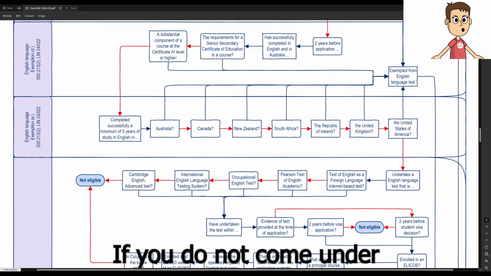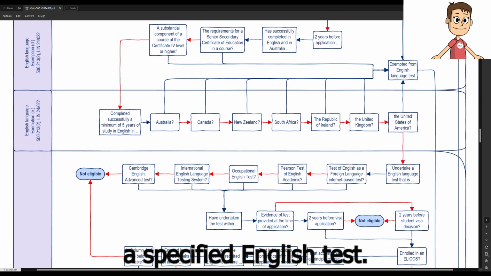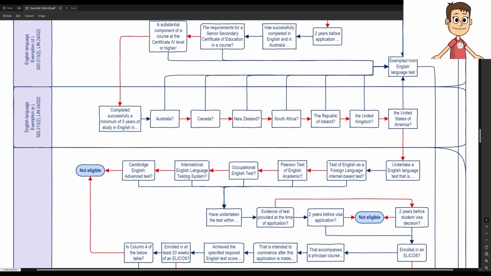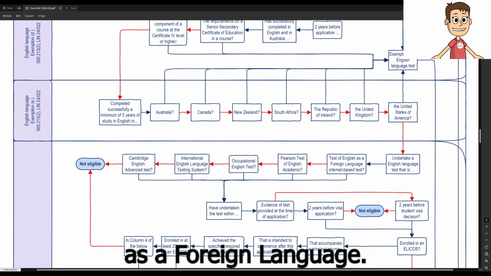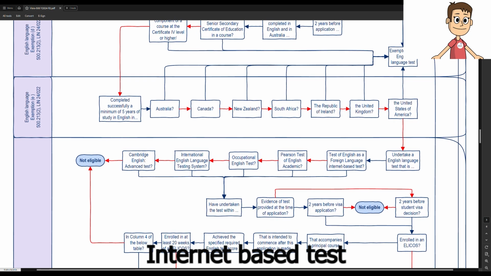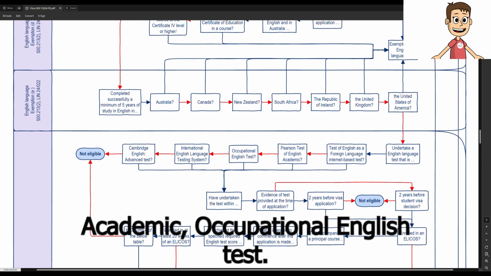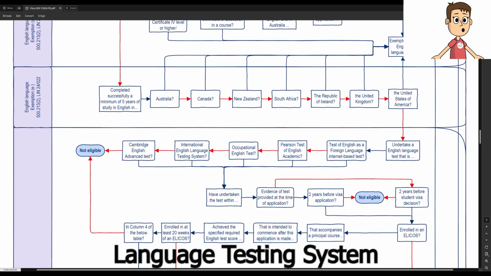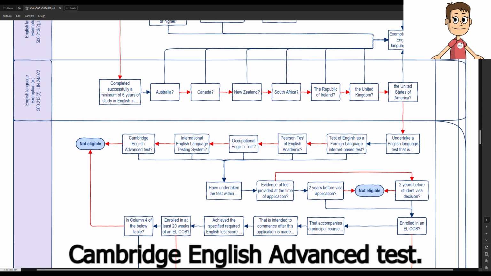If you do not come under one of the exemptions we just mentioned, you will need to undertake a specified English test. The specified English tests are the Test of English as a Foreign Language internet-based test, Pearson Test of English Academic, Occupational English Test, International English Language Testing System, and Cambridge English Advanced Test.